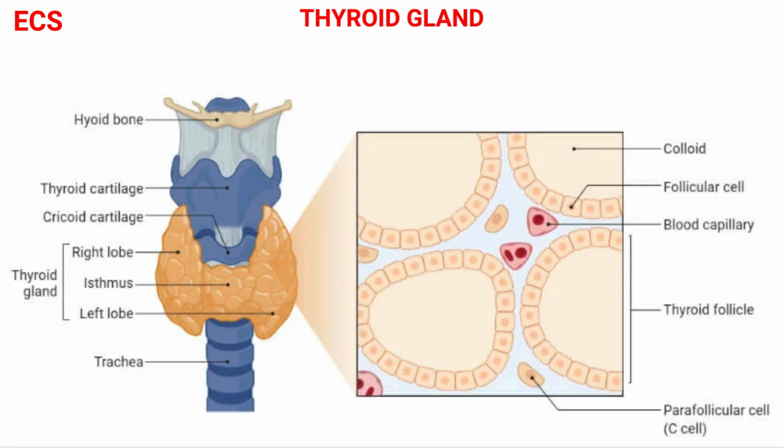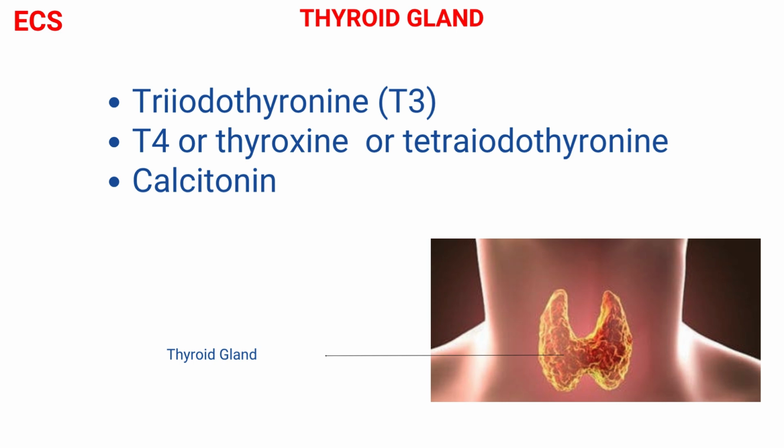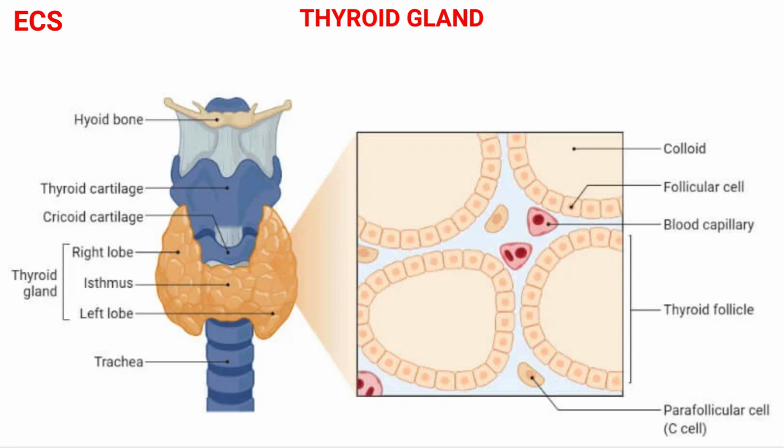Thyroid tissue is made of tiny sacs called thyroid follicles. Each follicle is filled with a thick fluid called thyroid colloid. The thyroid gland produces three major hormones. First one is T3, that is triiodothyronine. Second one is T4, that is thyroxine, also known as tetraiodothyronine, and calcitonin. The cells lining the sac secrete the two main hormones, T3 and T4.